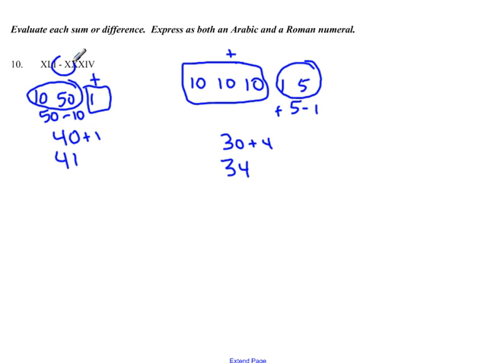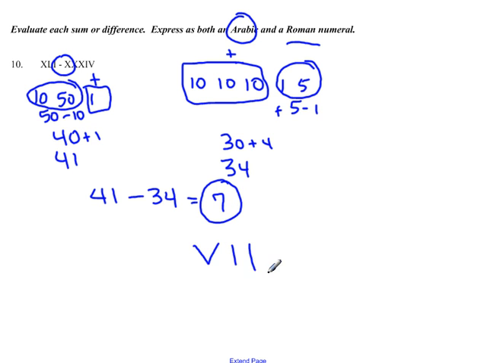Now we do the arithmetic. Well, the arithmetic here is a subtraction. So 41 minus 34 equals 7. And that's my first answer that I want expressed as an Arabic number. Now you need to convert that to a Roman numeral. So we start by saying, well, 7 could be made up as 5 and 2. So that would be VII. You didn't repeat anything more than 3 times, so that's the valid answer.